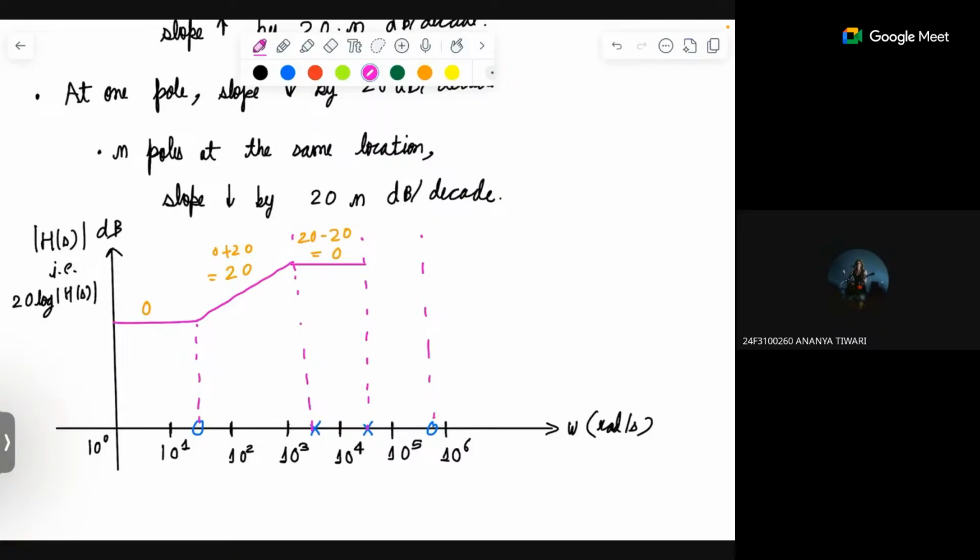Now I encounter another pole. So what will happen? Minus another 20. Yes, 0 minus 20 will give me minus 20. Now I encounter one zero. So minus 20 plus 20 will give me 0, and then it will go on like this. So this is a magnitude Bode plot. Is this clear? Yes, ma'am.